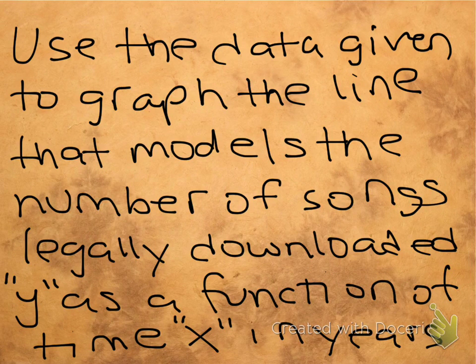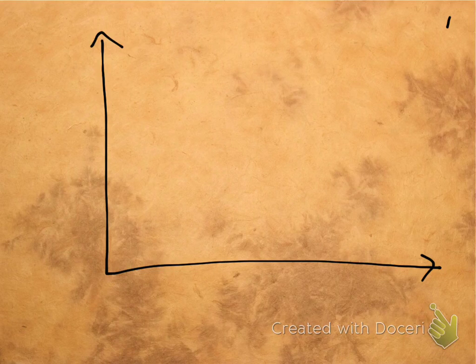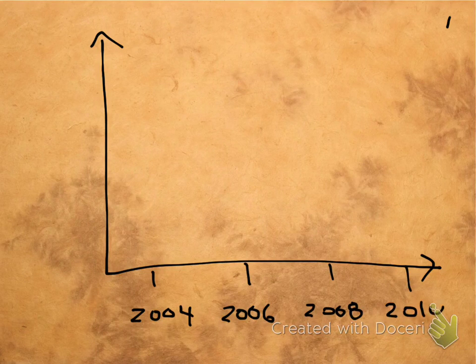We're supposed to use the data to graph the line that models the number of songs legally downloaded, y, as a function of time x. So time is always our independent variable, or our x. So it gives us, starting in 2004, so we could do maybe 2004, 2006, 2008, 2010, something like that. And then that's our time.